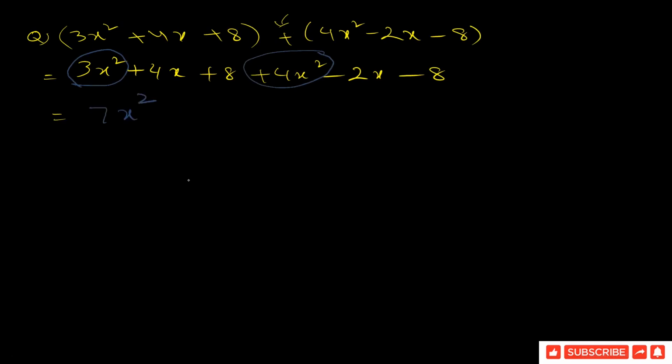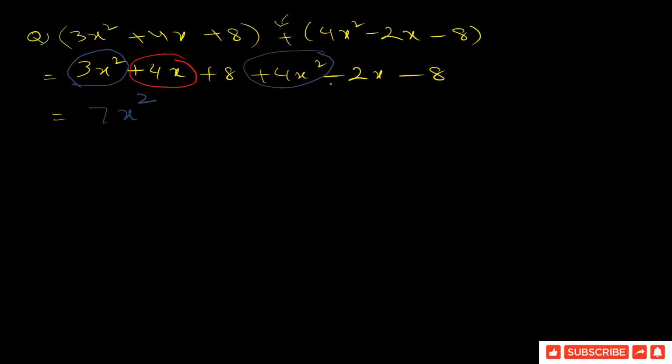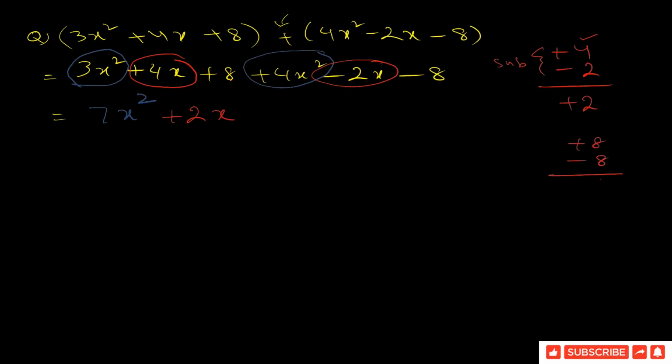Then we check 4x and minus 2x. So plus 4 minus 2. When you have two different signs, you always subtract. Plus 4 minus 2 will be 2 and the sign will be positive because 4 is the bigger number. So we write plus 2x. Now, as you know, plus 8 minus 8 will be 0. So we do not write anything here. That's it. So this is our answer.